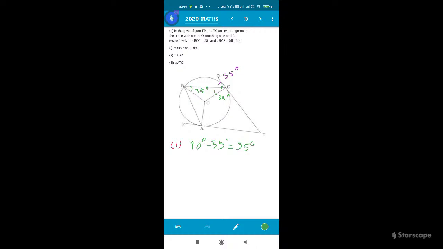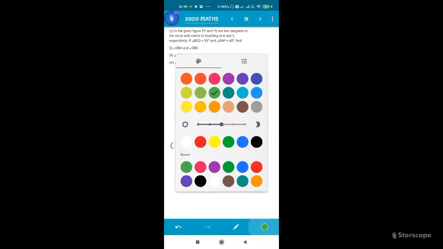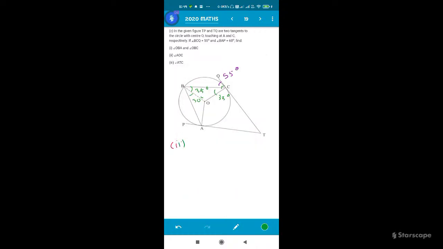So these are the values of the angles which were asked. So the value of angle OAB was 30 degree and the value of angle CBO was 35 degree. Let's move on to the next question, number 2. They have asked us to find the value of AOC, that means this angle.